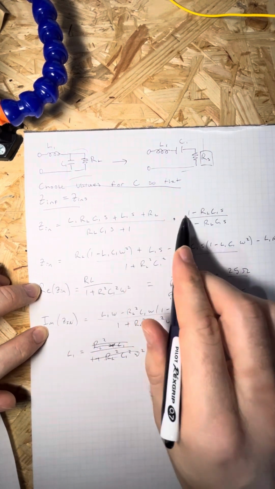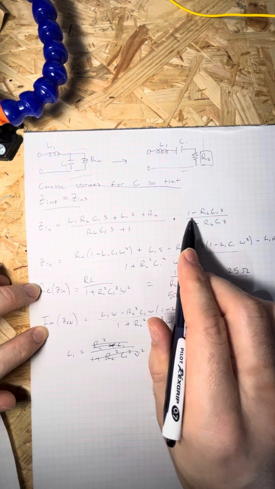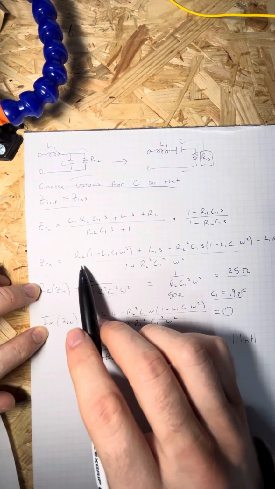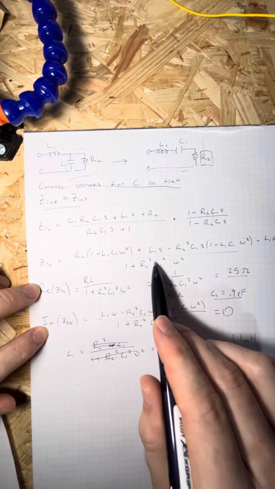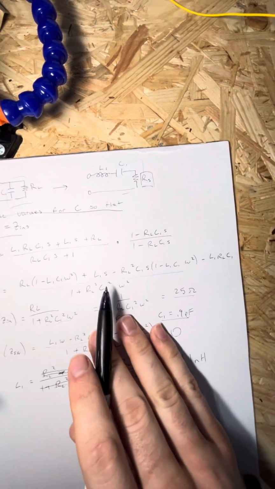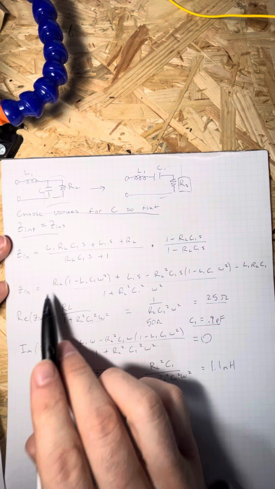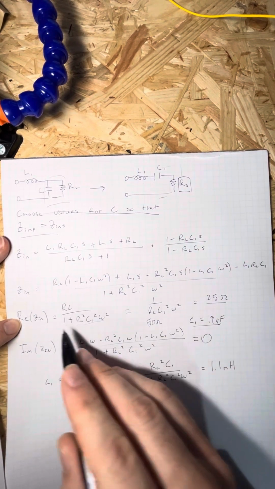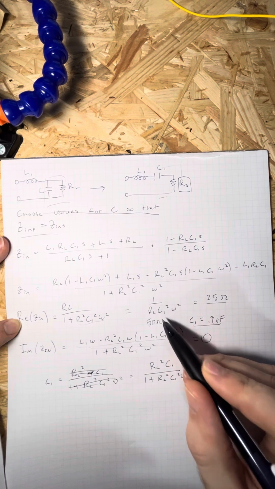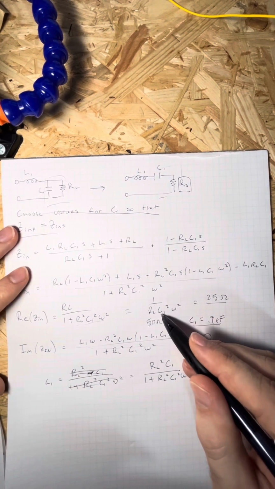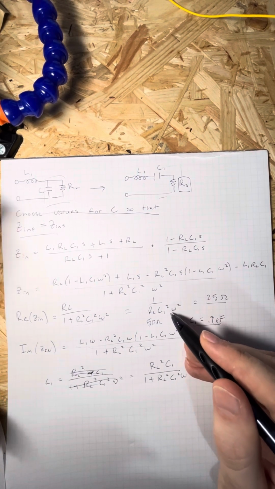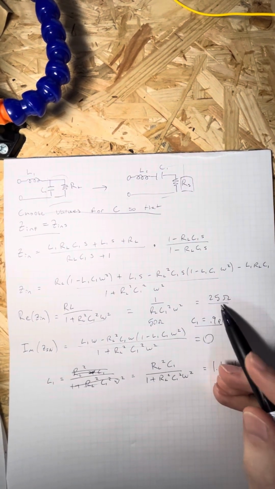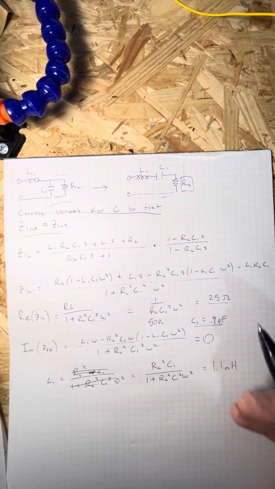And to do that, we have to multiply by its complex conjugate to get the imaginary part out of the denominator. And that gives us this nasty looking thing. And if we take the real part of this nasty looking thing and simplify it, we get the real part is equal to 1 over RL times C squared omega squared. And this is the part that we want to equal 25 ohms.